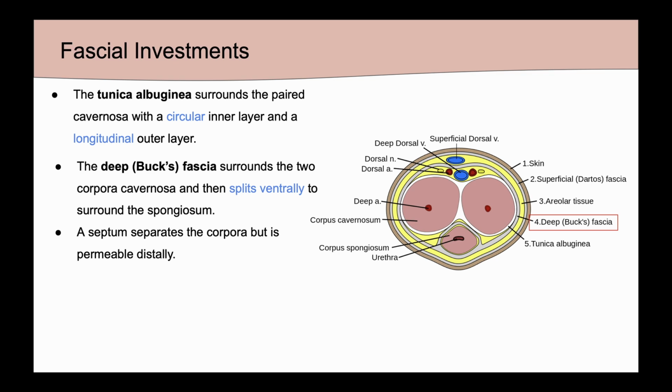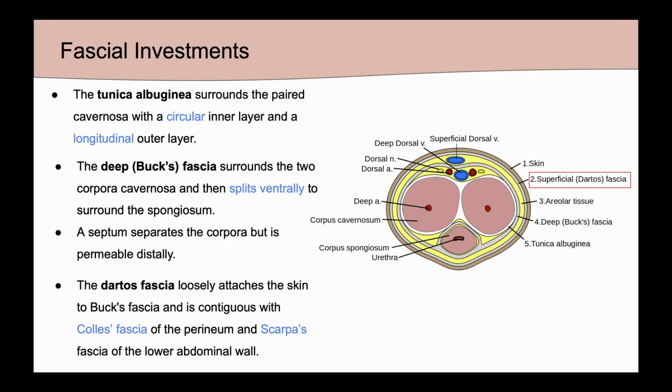Of note, even though there is a septum that separates the corpora, it's permeable distally, and so vascular space is shared between the two corpora. What this means is that physiologically and pharmacologically, the corpora act as a single unit. Lastly, we have the dartos fascia, and this loosely attaches the skin to Buck's fascia and is contiguous with Colles fascia of the perineum and Scarpa's fascia of the lower abdominal wall.